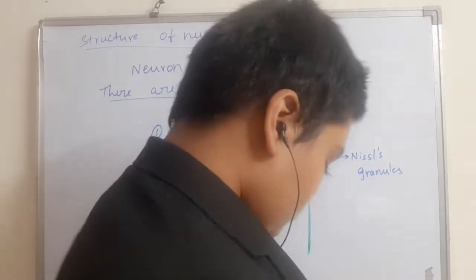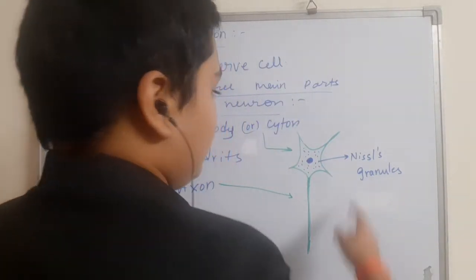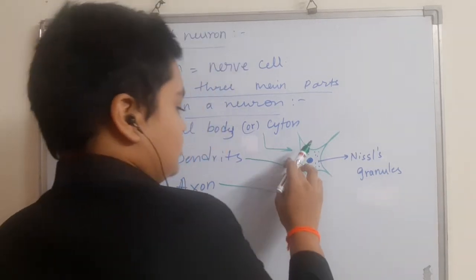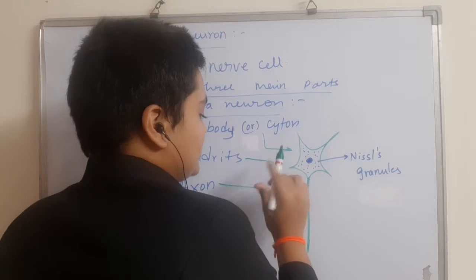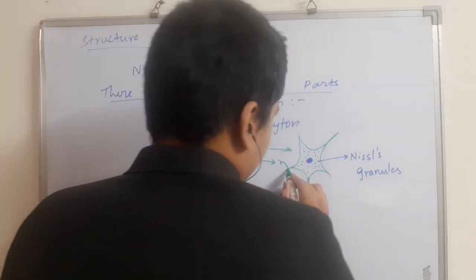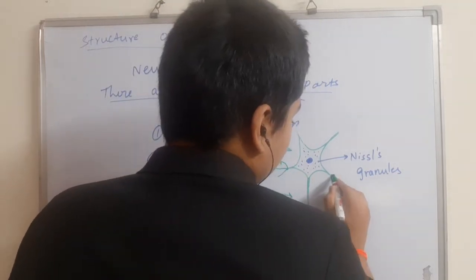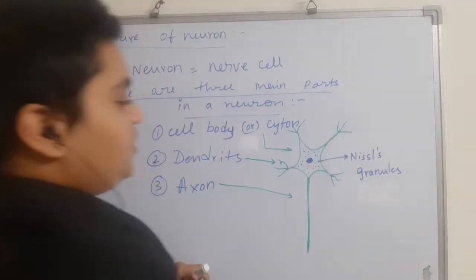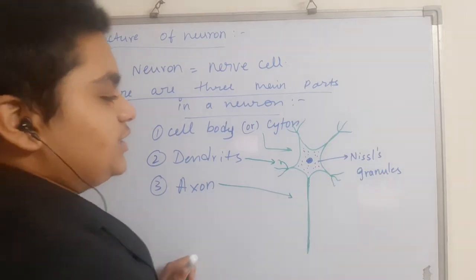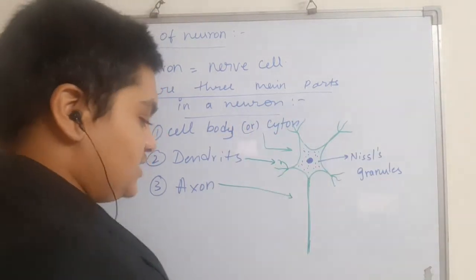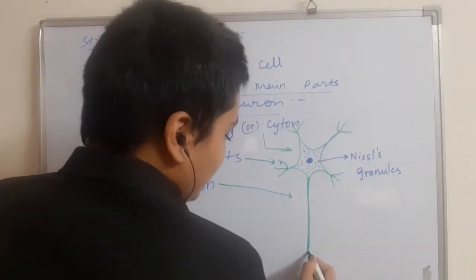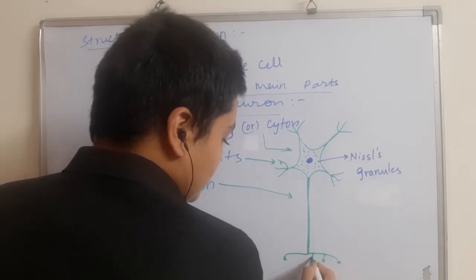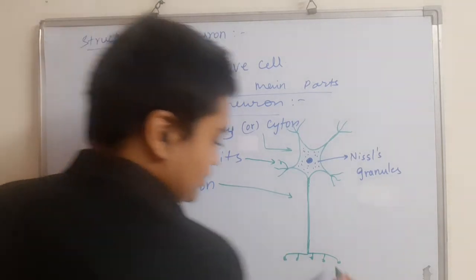Now, these branches are your dendrites. As I said, these dendrites are branched structures that terminate like this. Look at those branches, fine branches are your dendrites. Now this axon ends as axon terminals. These are your axon terminals.